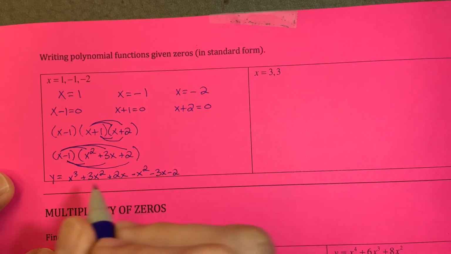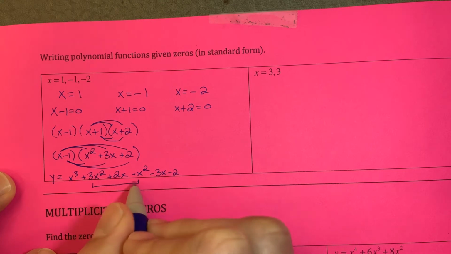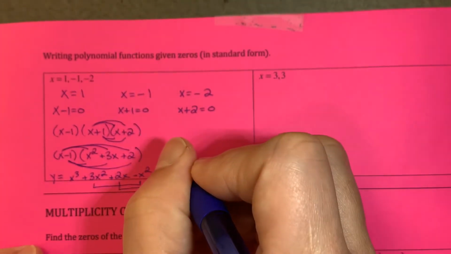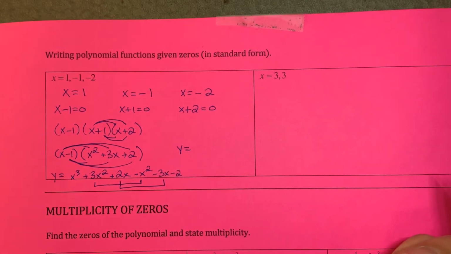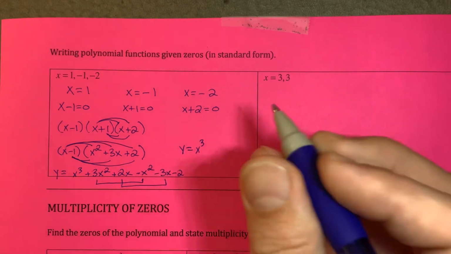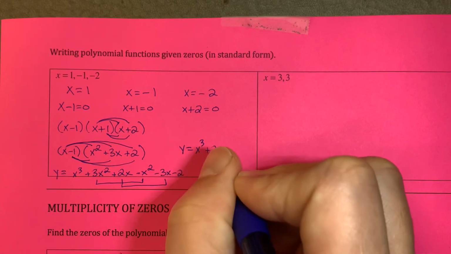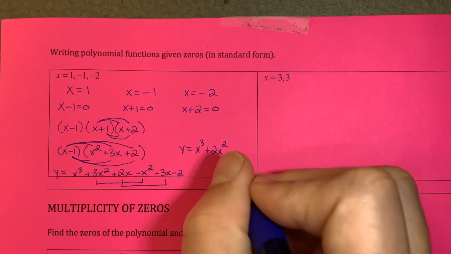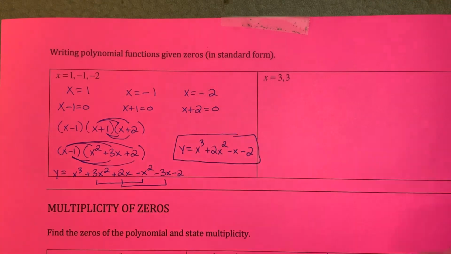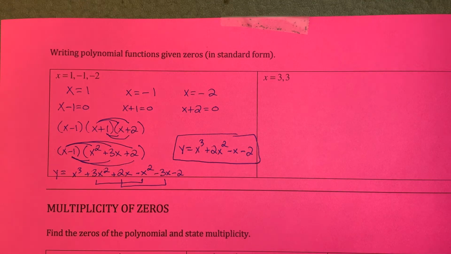And when I go to combine my like terms, the x squareds and the x's, I get the expression of, I'll write it right here, y equals x to the third plus 2x squared minus x minus 2. And that is your standard form function.